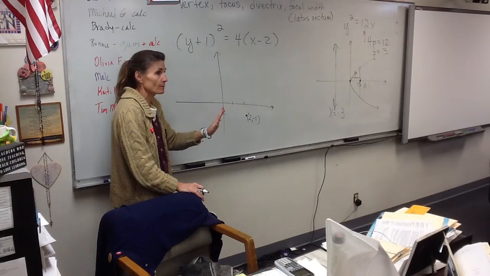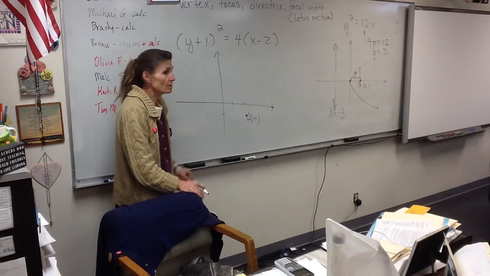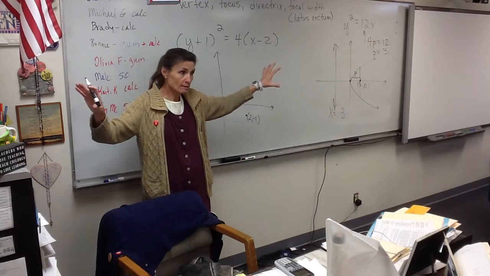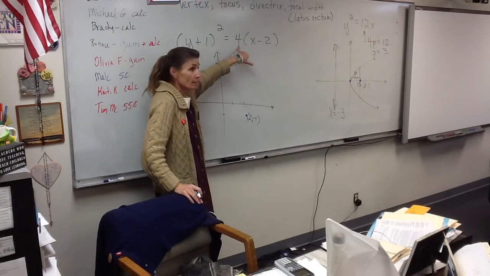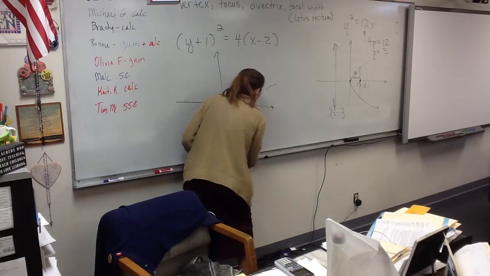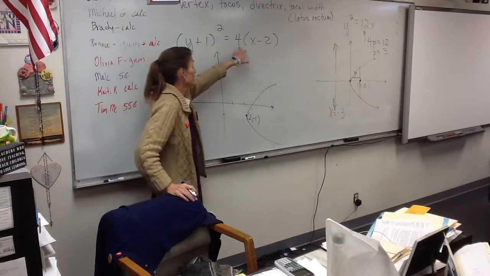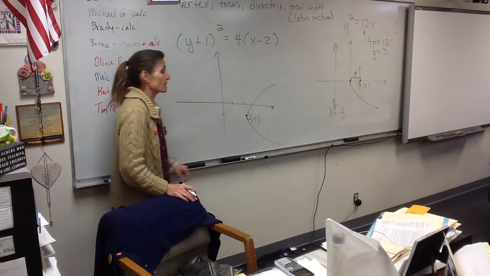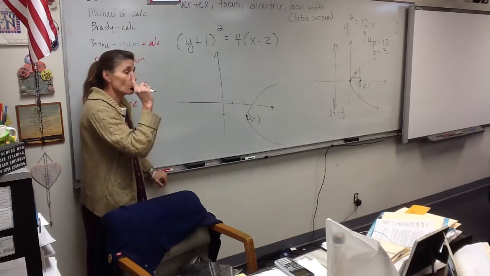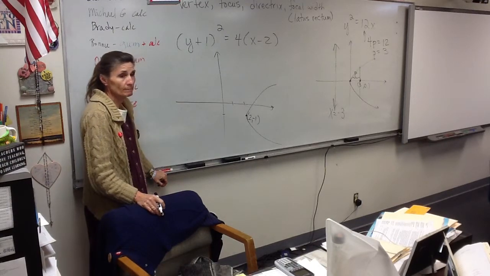Totally the same. Now this is a y squared. What does that tell you? Oh, right. Left or right? Right. That number is positive. So this parabola is opening to the right. The number outside the parentheses, there's only going to be one number outside the parentheses, and that's the number you look at.